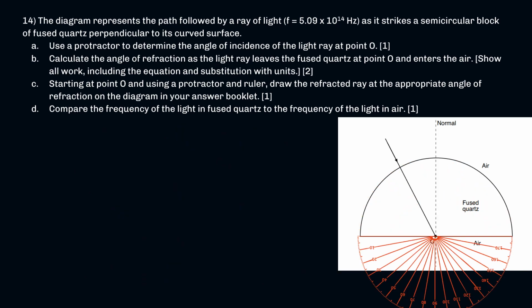All right, so part C, starting at point O, using a protractor and ruler, draw a refracted ray at the appropriate angle of refraction on the diagram in your answer booklet. So I'm just going to do it on the diagram here. You have a proper diagram in the answer booklet on the test day. And we're going to use the angle that we got in part B and just draw it out.